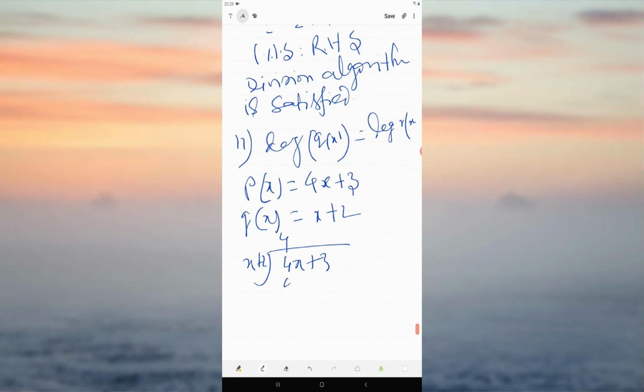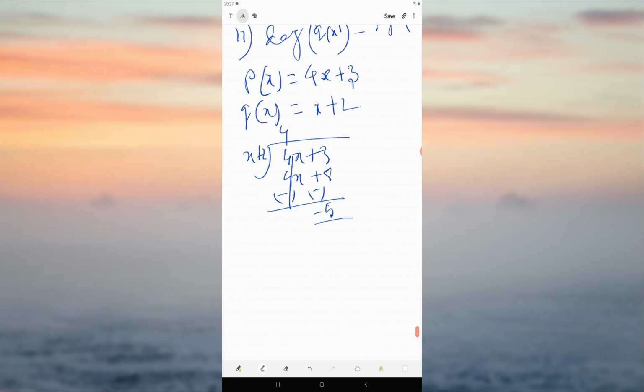So 4x plus 8, subtract, the 4x cancels out, and 3 minus 8 is minus 5. So what we got is q(x) equals 4 and r(x) equals minus 5. The remainder is r(x), and q(x) is the quotient. So the quotient we got is 4, and r(x) we got is minus 5.